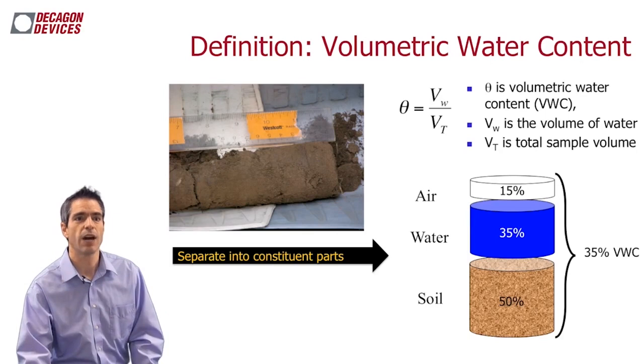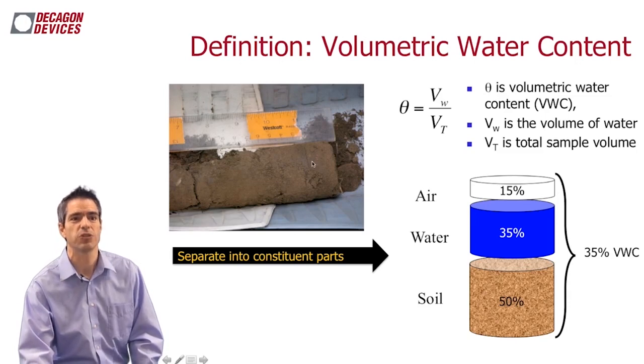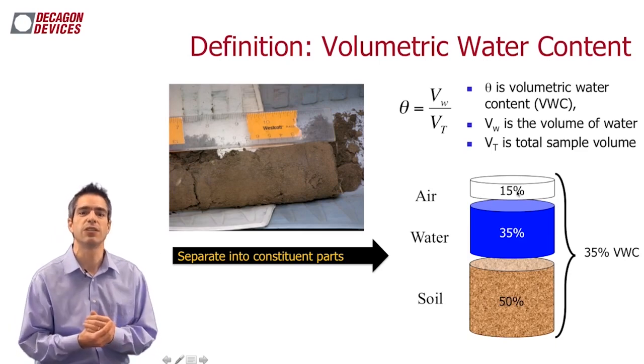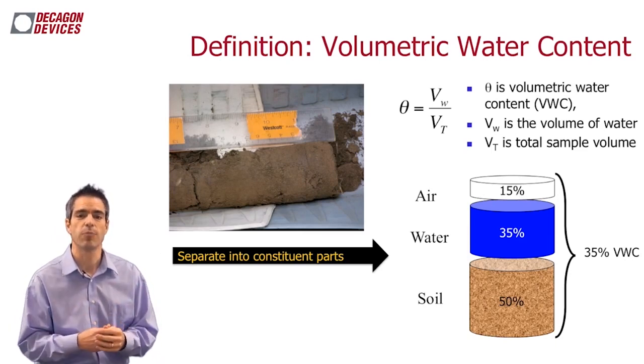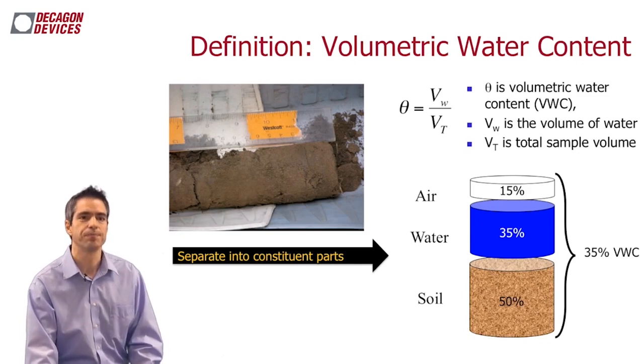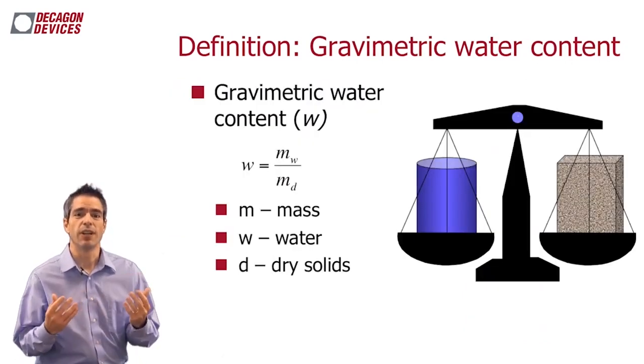So here we have a sample of soil that's been sampled in the field. Now, when this was taken out, if we could actually, by some means that isn't available to us, separate it into the constituent parts, we might have in this particular sample 50% soil minerals, 35% water, and 15% air. From that sample, we can say that it would have 35% volumetric water content.